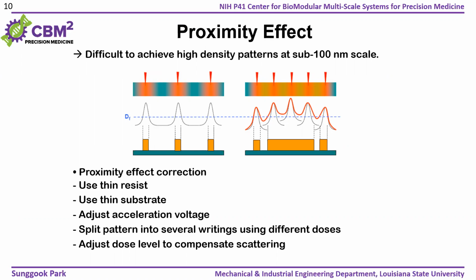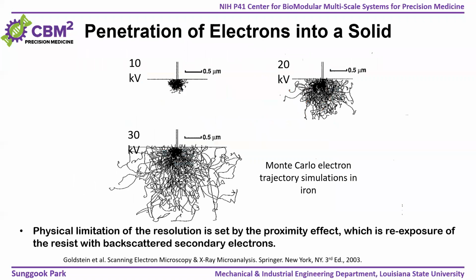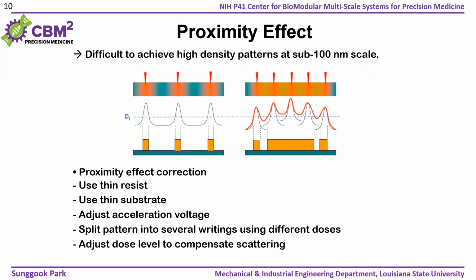We cannot really avoid it, but in order to minimize this effect, the first thing we can do is use a thin resist. That you can easily imagine. If you use a very, very thin resist, then basically only the resist layer at the top surface will be affected, so the broadening will be minimized. Okay, and also the use of a thin substrate, and also we need to adjust the acceleration voltage.